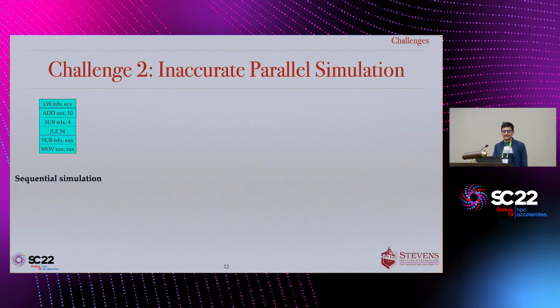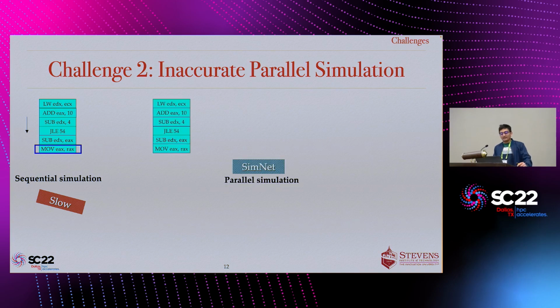Now let's move on to the second challenge, which is inaccurate parallel simulation. I have here six instructions as an example, and the nature of simulation is sequential due to the data dependency among the instructions. This kind of simulation is very slow. The next method is parallel simulation, which is also adopted by SimNet. For this parallel simulation, what we do is partition the whole instruction stream into multiple partitions. Here, we have partitioned these six instructions into two partitions of three instructions each. And then for each of these partitions, we can do parallel simulation.